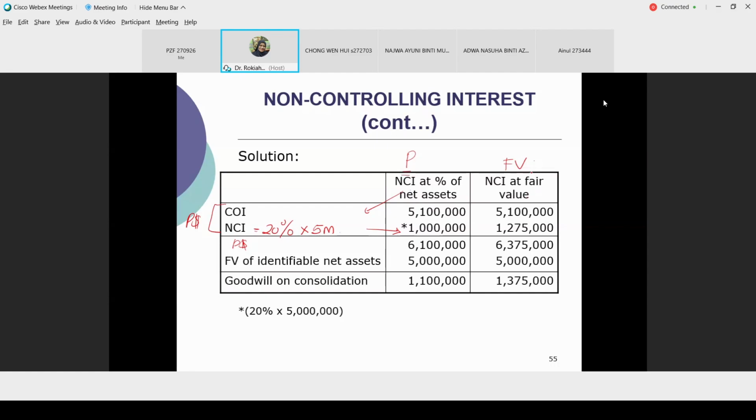The second method here is NCI at fair value. So for NCI at fair value, you use the fair value here, so altogether you have 6375. Compare with the net asset, which is 5, and you will see there is a difference. Now the amount of goodwill becomes 1375. Why do we have a difference here? Because of the difference in the value of the NCI. This one is only 1 million, but this one becomes 1.275. So there is a difference in the amount of goodwill.